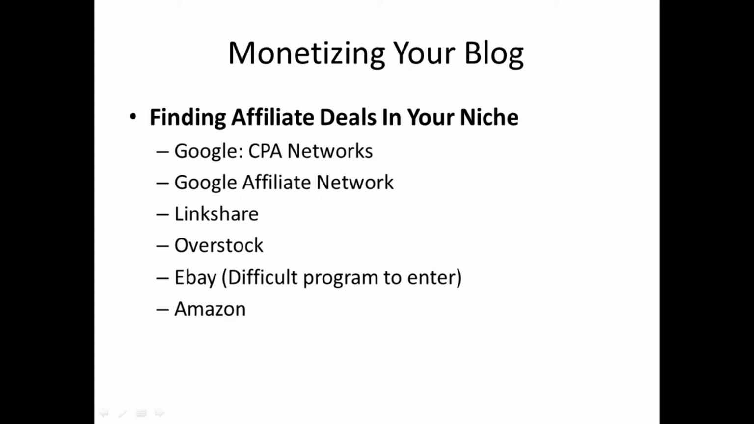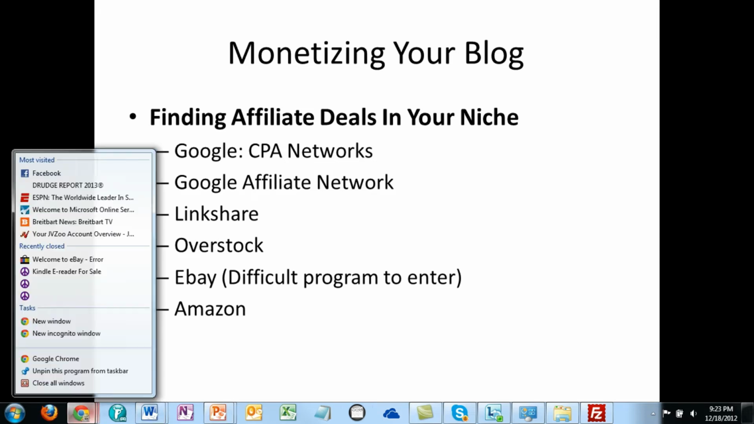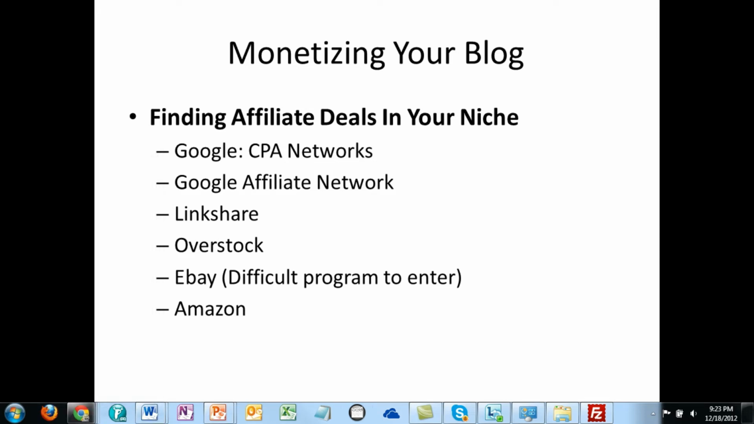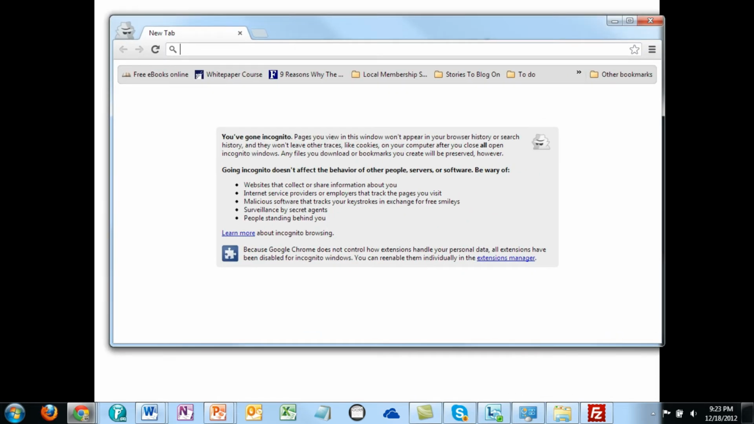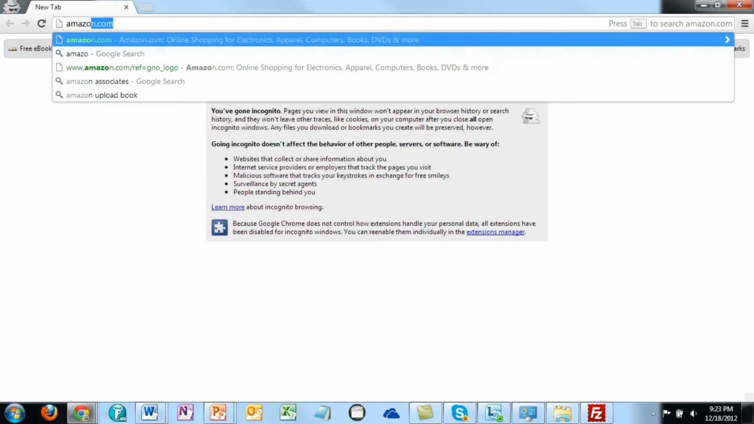Amazon. Now, probably one of the most well-known affiliate programs that there is the Amazon.com affiliate program. Now, Amazon is another place where you can find products to promote. And let's take a look at Amazon.com.